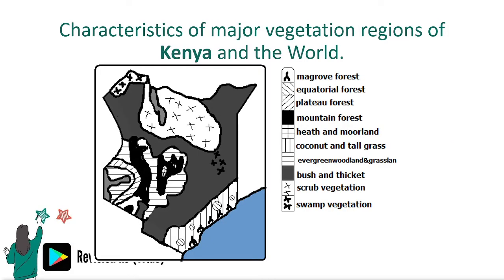So we are going to look at the characteristics of major vegetation regions of Kenya, and then we will also look at those of the world. So under this topic, it's quite lengthy. We'll have a detailed video of the same linked above, or we'll link it in case you miss it. You can look at the description. So this is quite a short summary of the same, so that you don't miss these key classifications or characteristics of the major regions in Kenya.